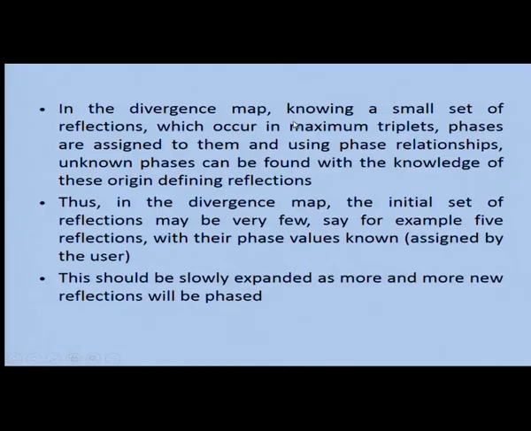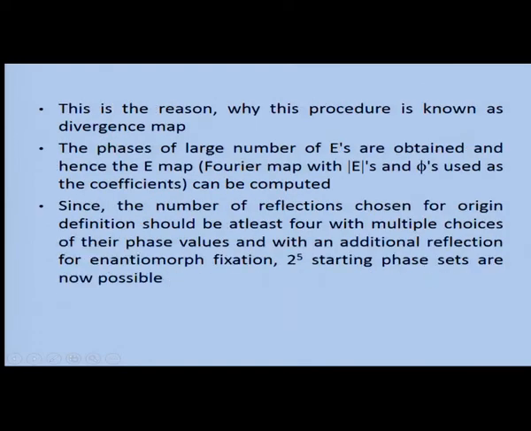So, now, the divergence map assumes a small set of reflections which occur in maximum triplets, and phases are assigned to them. Using the phase relationships, unknown phases can be found for the new reflections. So, slowly we get the phases of new reflections. This is why it is known as the divergence map.